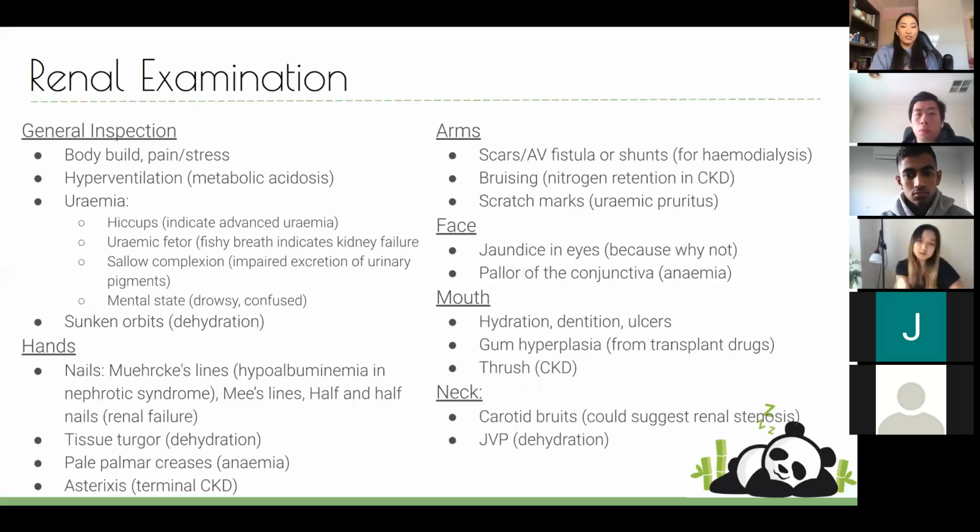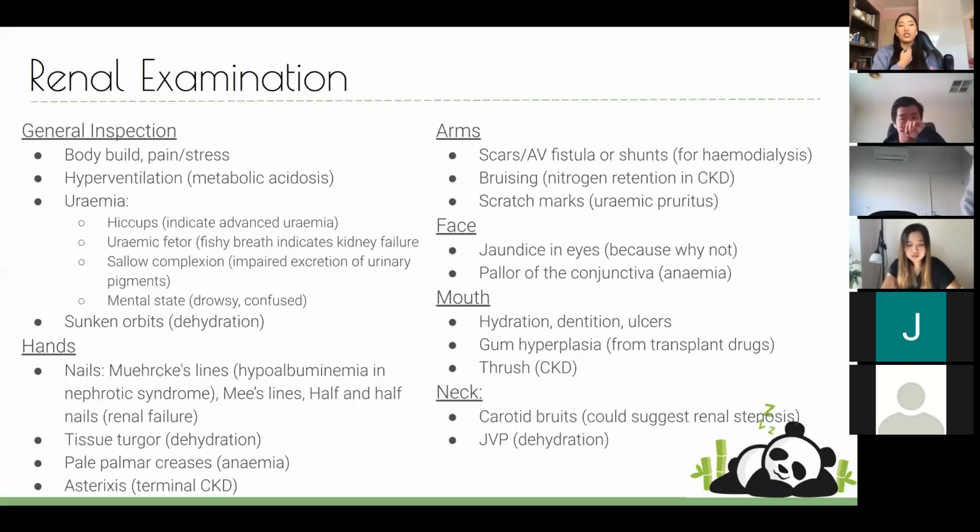Then you look in the face, and there's really two things you look for in the eyes, jaundice and anemia. You pretty much always look for those two things. And then in the mouth, you can look for hydration issues, ulcers, gum hyperplasia, which can apparently be caused by transplant drugs, and thrush from immunosuppression in CKD.